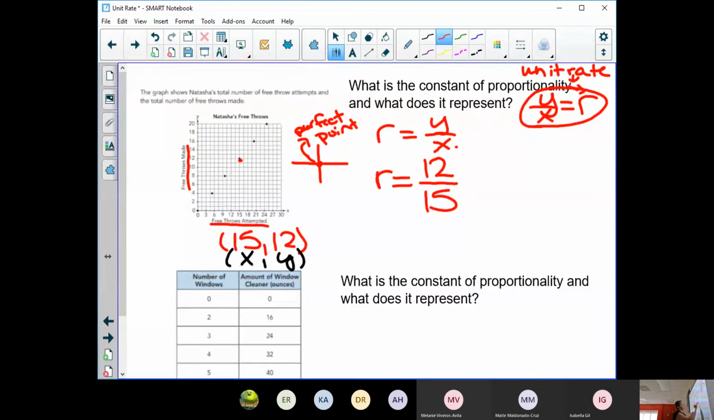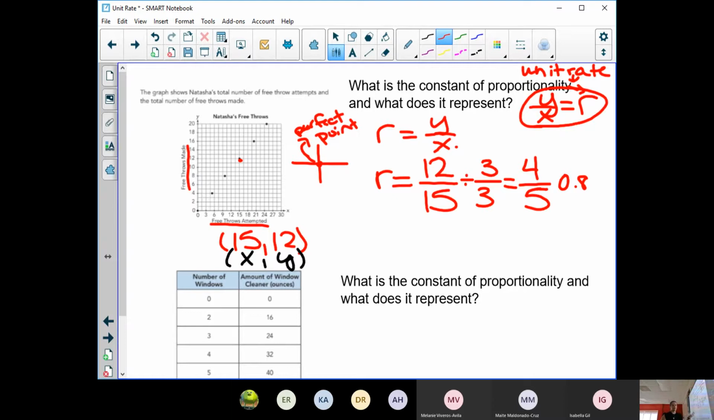So I'm going to do simplifying. And I know that 3 divides evenly into both 12 and 15. So I'm going to divide the top and the bottom by 3. 12 divided by 3 is 4. And 15 divided by 3 is 5. And if you wanted to write that as a decimal, it would be 0.8.